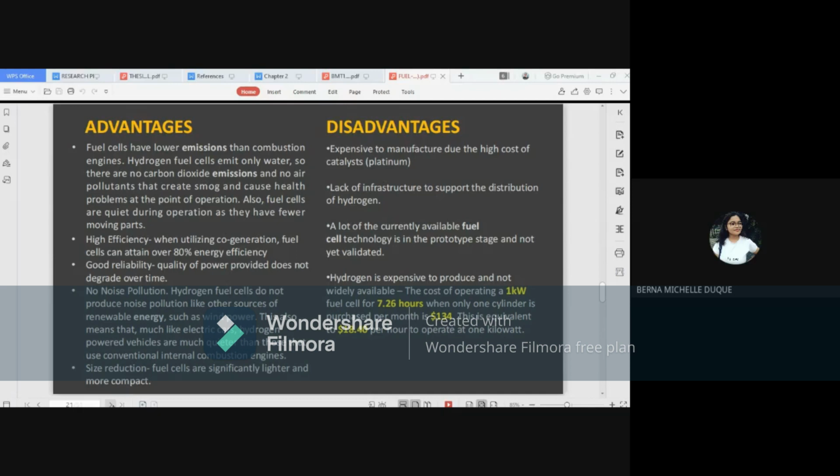And currently, we don't have much available fuel cell technology. It is in the prototype stage and not yet validated. And it is much more expensive, to the point that the cost of operating every 1 kilowatt fuel cell for 7.26 hours, when only one cylinder is purchased per month, will cost $134, and this is equivalent to $18.40 per hour to operate at 1 kilowatt.